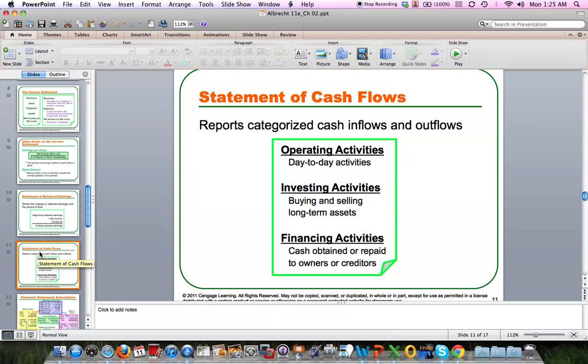The statement of cash flows organizes cash flows by three categories of cash coming in and cash going out: operating, investing, and financing. Operating is cash that comes in and out based on the day-to-day activities that a business has, what it's in business to do. Investing is buying and selling long-term assets, the cash in and out around buying and selling long-term assets. Financing is cash received or paid as a part of either borrowing or selling stock, one or the other.